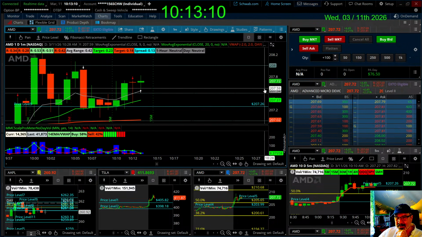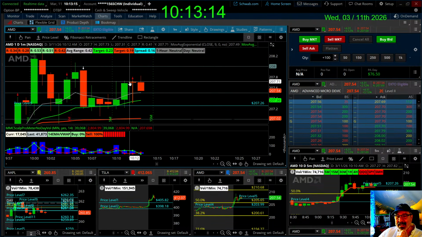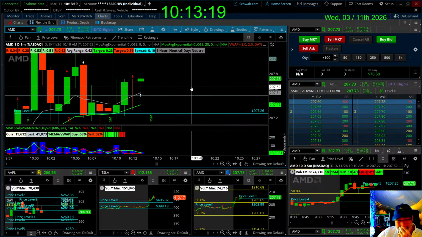But the RSI is saying no. You got conflicting readings. Now they're both actually saying go down. That's what they're saying. That's a reversal sign.